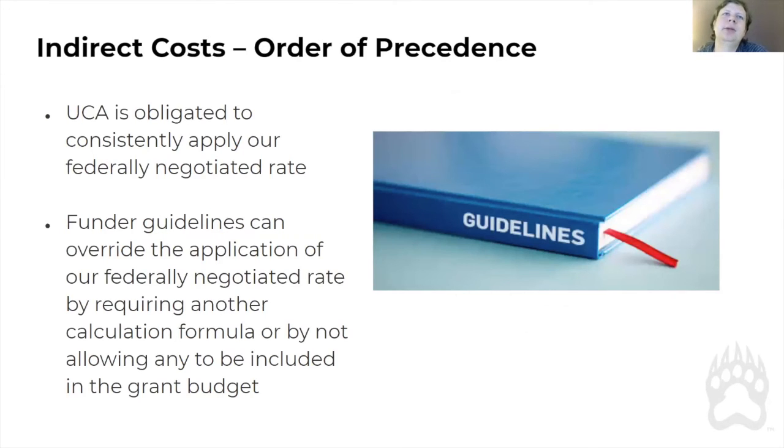UCA is obligated to consistently apply our federally negotiated rate, meaning we will charge indirect costs to the grant unless stated differently by the funder. Funder guidelines can override the application of UCA's federally negotiated rate. These guidelines can set a different percentage or can say indirect costs are not allowed at all. This would be something we would discuss when reviewing those guidelines at the beginning of your proposal process.